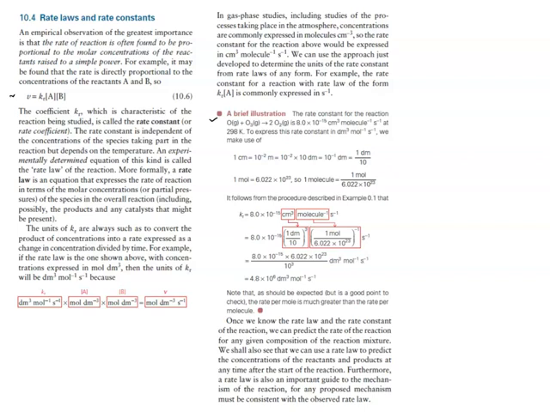Now, once we know the rate law and the rate constant of the reaction, we can predict the rate of reaction for any given composition of the reaction mixture. We shall see that we can use a rate law to predict the concentration of the reactants and products at any time after the start of the reaction. Furthermore, a rate law is also an important guide to the mechanism of the reaction, for any proposed mechanism must be consistent with the observed rate law.